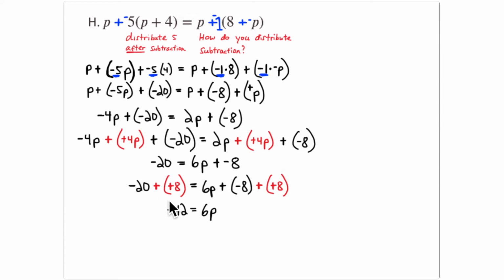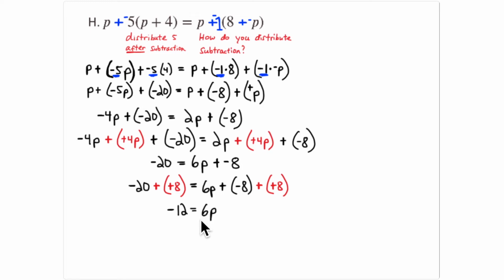This becomes a negative 12. Negative 20 plus a positive 8 is negative 12. On this side, this negative 8 plus positive 8 disappears. That becomes 0. And I want to get rid of now this coefficient. You multiply by the multiplicative inverse. The multiplicative inverse of 6 is 1/6.